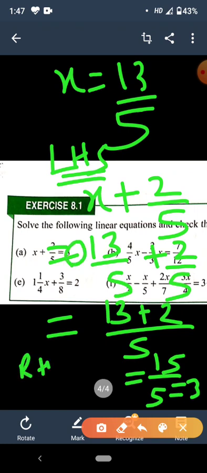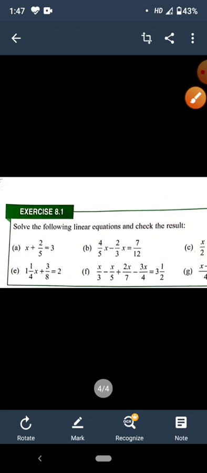So what do you see? That the left hand side and right hand side both are equal. That means your answer is correct. So firstly you have to solve the equation, you will get x, and then you will put the value of x for checking your results.